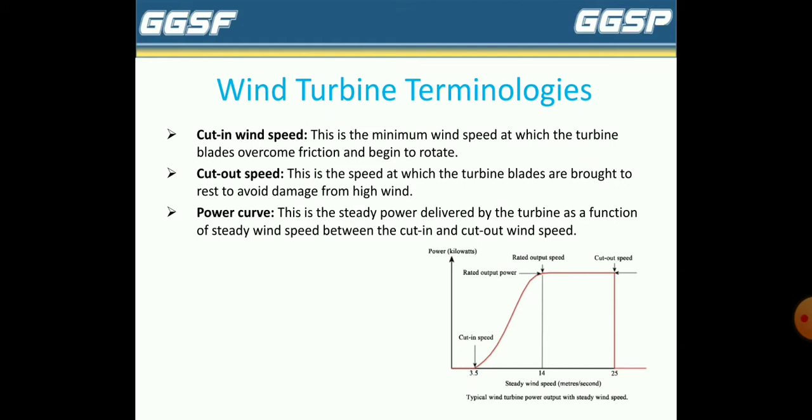Cut-in wind speed. This is the minimum wind speed at which the turbine blades overcome friction and begin to rotate. Second is cut-out wind speed. This is the speed at which the turbine blades are brought to rest to avoid damage from high wind. And third is power curve. This is the steady power delivered by the turbine as a function of steady wind speed between the cut-in and cut-out wind speed.